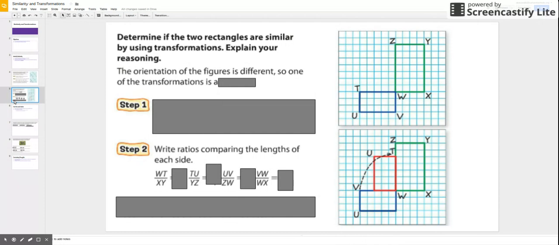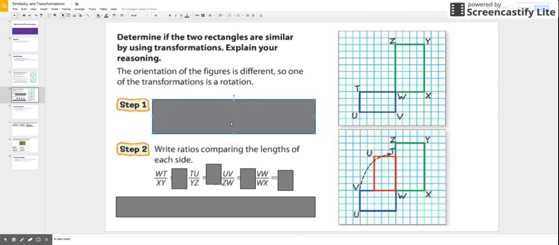Let's look at another example. Determine if the two rectangles are similar by using transformations. Explain your reasoning. First, start by looking at the orientation. Here it looks like we have a rectangle that's longer horizontally. Here we have a rectangle that's longer vertically. So the orientation of the figures is different. In this case, it's turned, so it's a rotation.